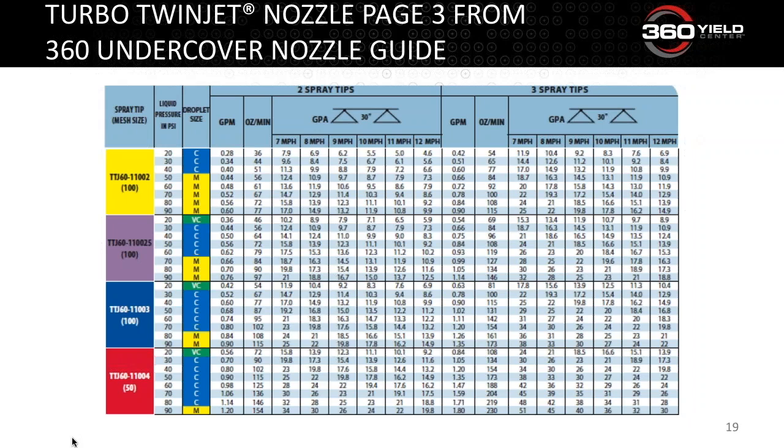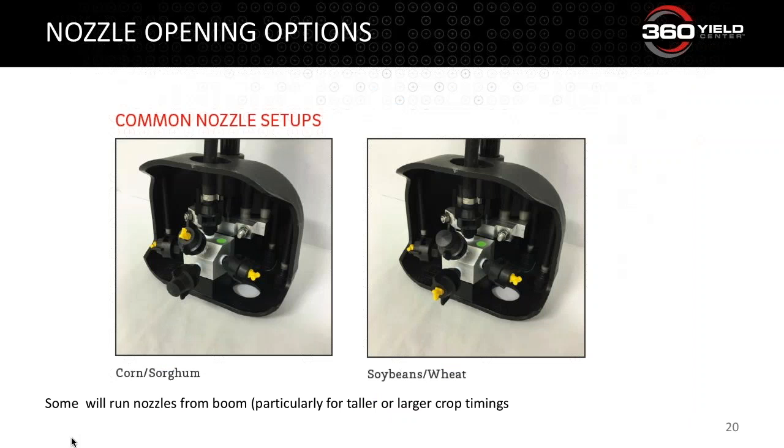What you'll find is the actual values of the two charts we looked at are identical. On the 02 and the 025, the numbers are identical between the Turbo TeeJet and the Turbo TwinJet. But what's different is the droplet size. So again, that's going to help me make the determination of which nozzle I want to use. So, we have a question from Jim if you want to take a minute.